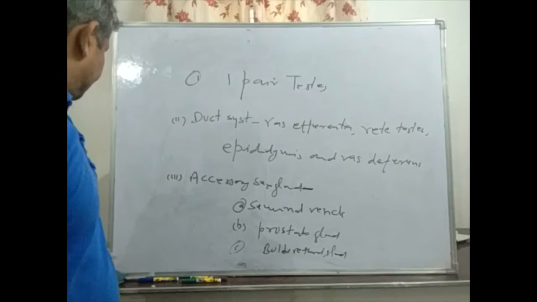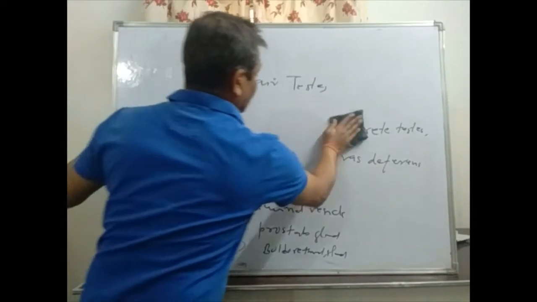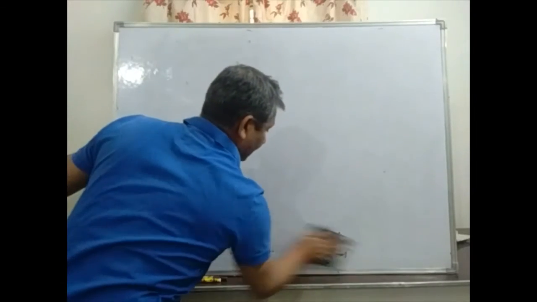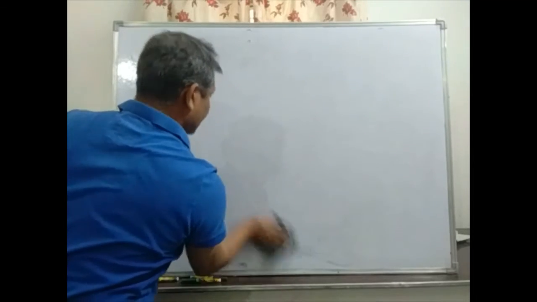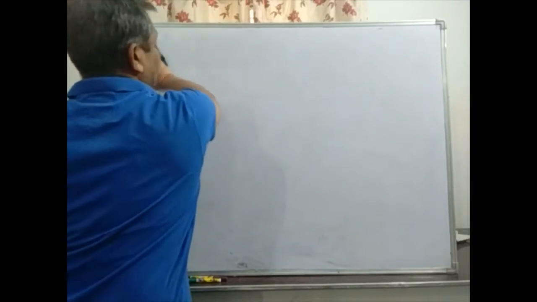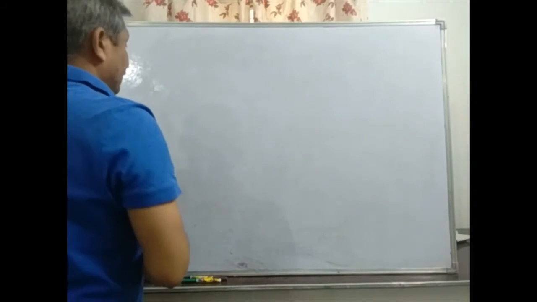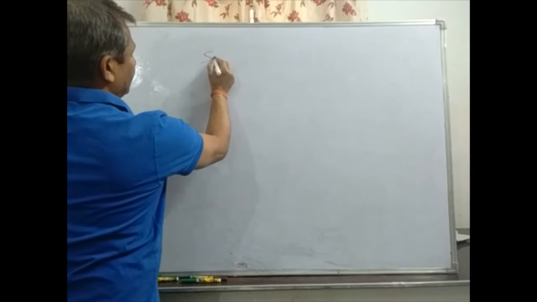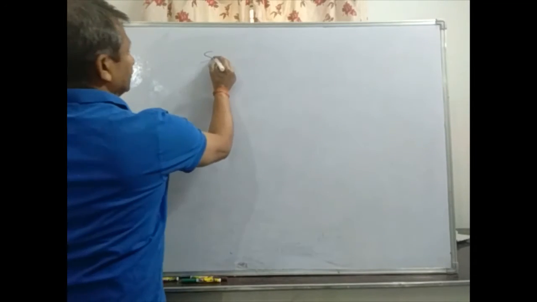So now let's see how the formation of sperms takes place. As we have discussed, the testis is the site where the development of the sperms takes place, and the particular structures where spermatogenesis takes place are the seminiferous tubules.